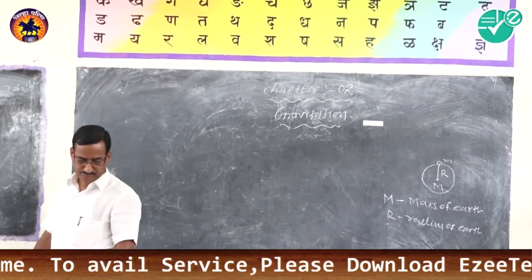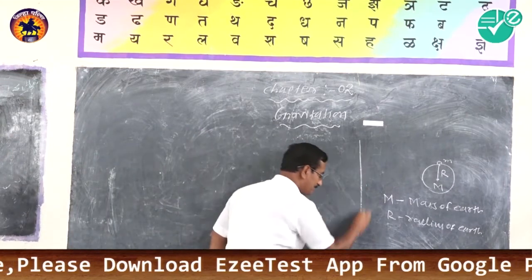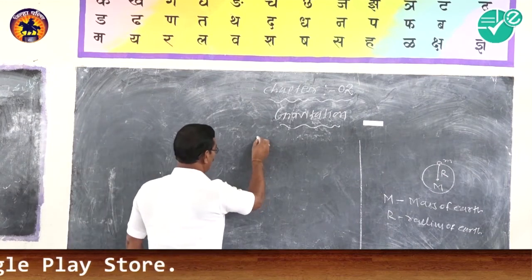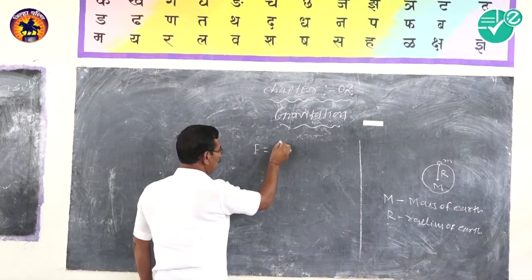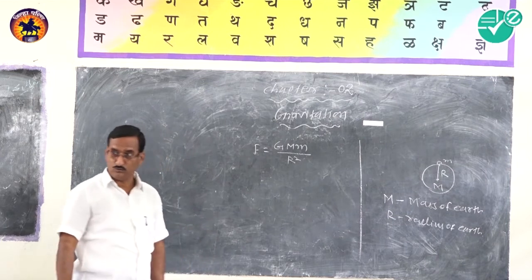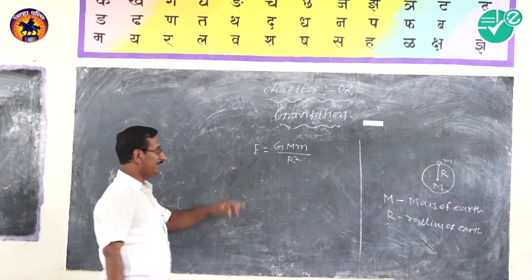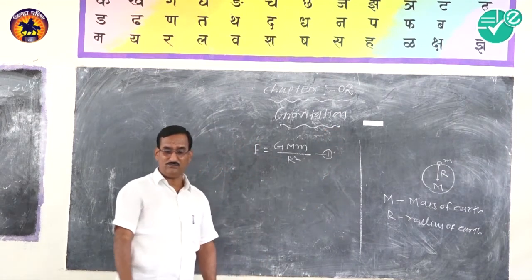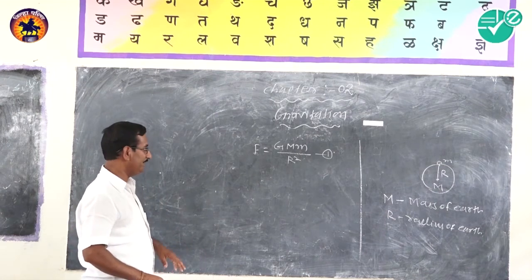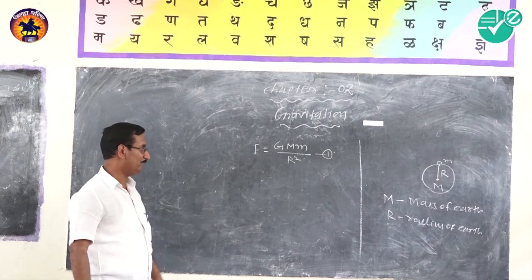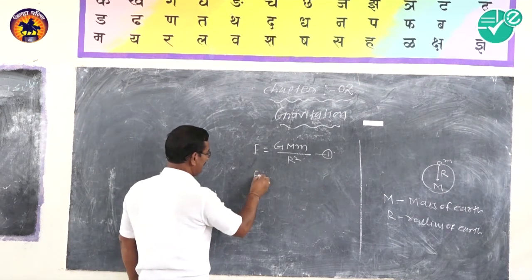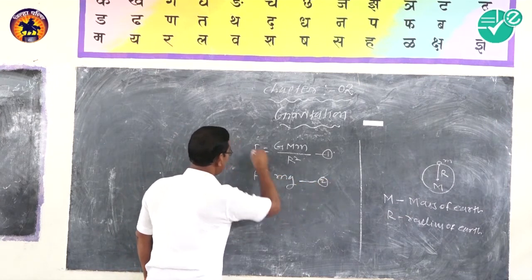Then we apply Newton's law of gravitation to this body placed on the surface of Earth. F is equal to G capital M small m upon R square. That is the force exerted by the Earth on the body according to Newton's law of gravitation, equation 1. But according to Newton's law of motion, the force acting on that body by the Earth is the weight of the body, so F is equal to mg, and that is equation 2.